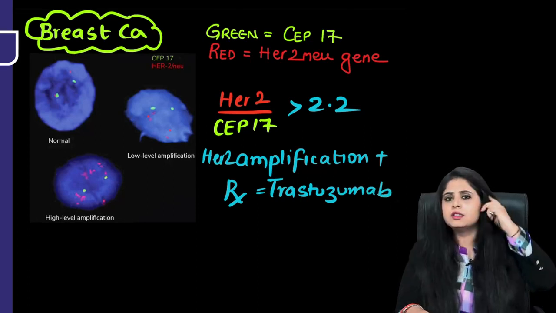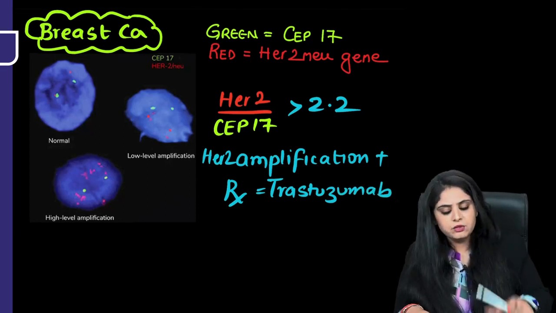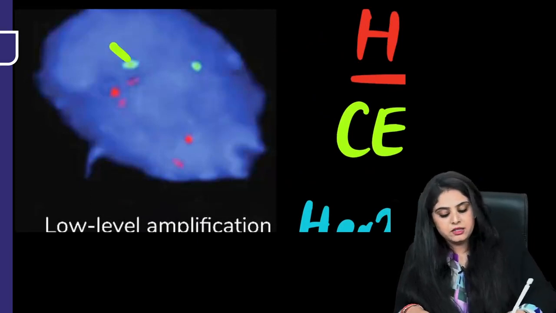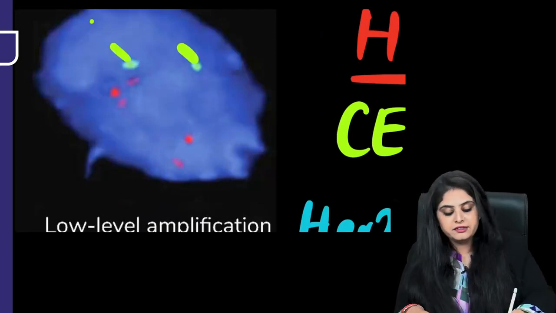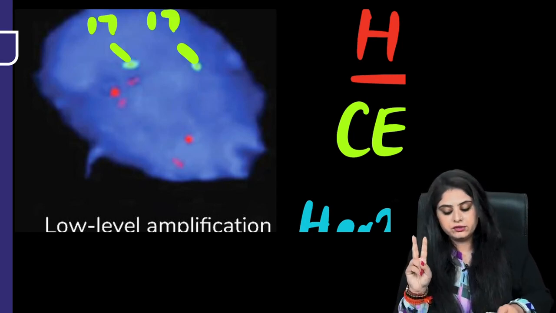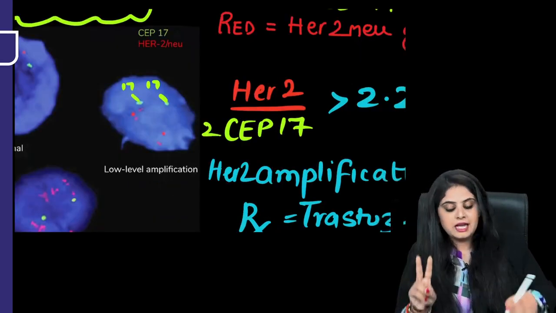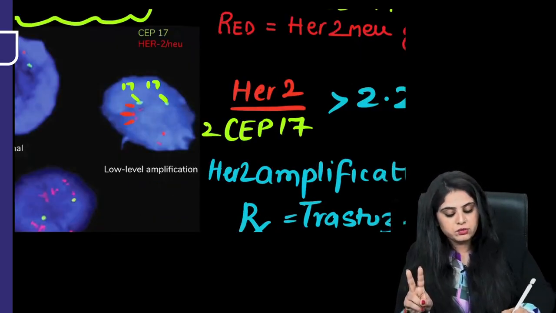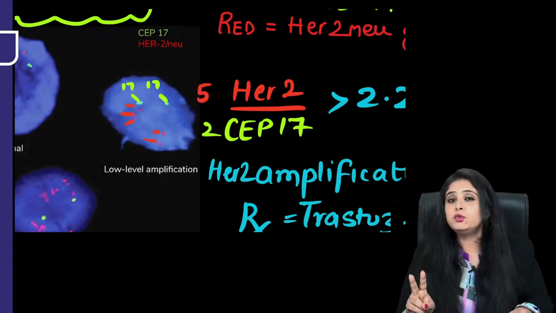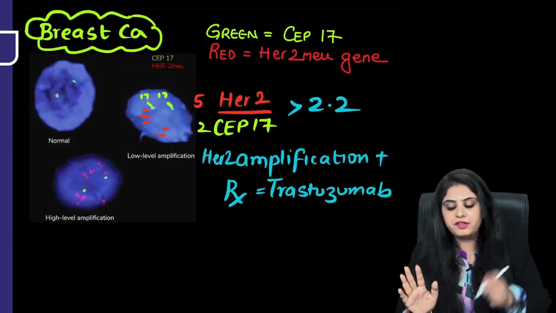So do you want to count more than 2.2? You say, let's take this up, ma'am. How many chromosome 17 signals are you seeing? 2 signals. So okay, the denominator is 2. How many HER2 signals are you seeing? 1, 2, 3, 4, 5. The numerator is 5. 2.5 is the HER2 upon CEP17.